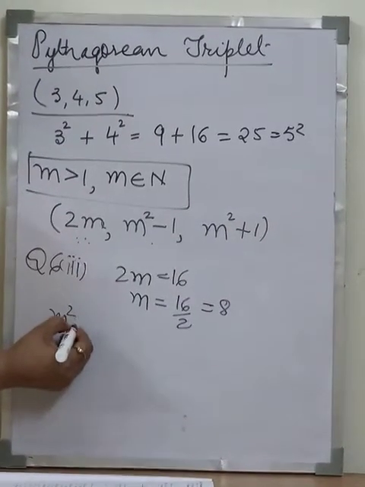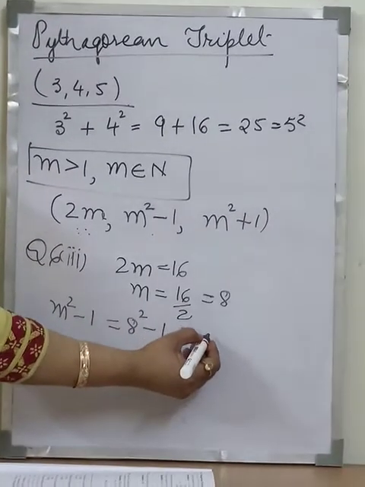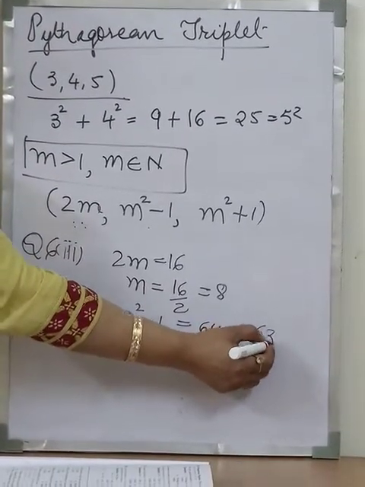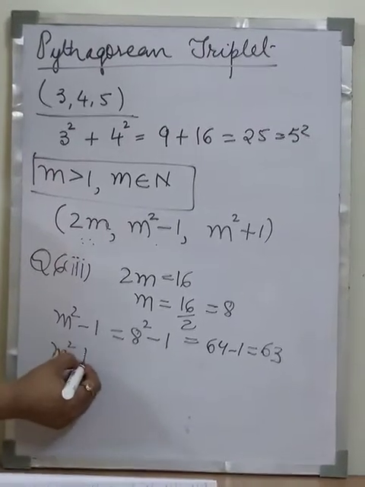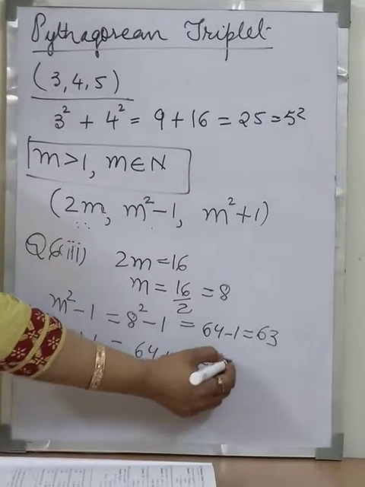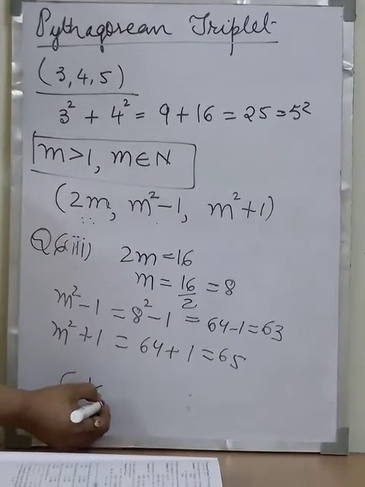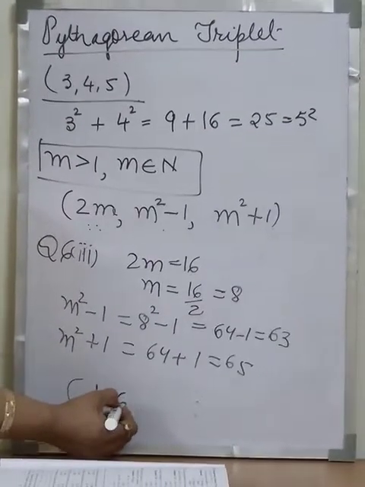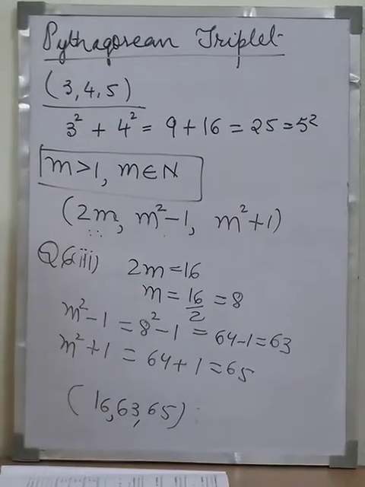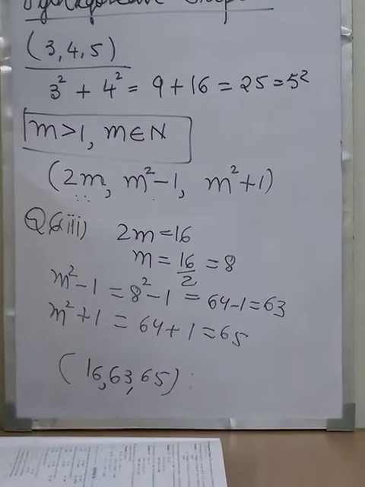Now m square minus 1, that is 8 square minus 1, that is 64 minus 1, that becomes 63. Then I take m square plus 1, that is 64 plus 1, that is 65. So what is another Pythagorean triplet? 2m is 16, m square minus 1 is 63, and m square plus 1 is 65. Question number 6 has 4 parts. I have already done 2 for you. Hope you can do the other 2 on your own.